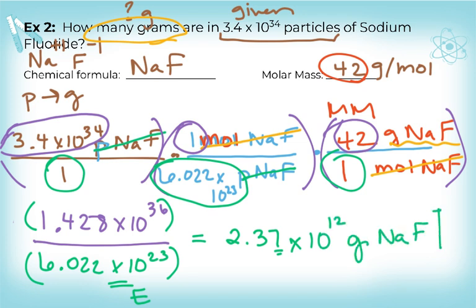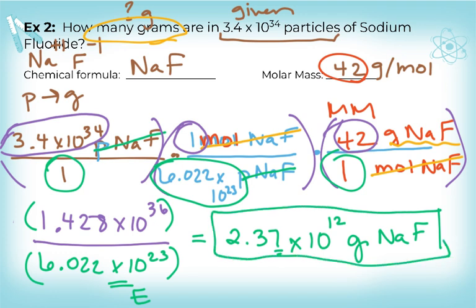fluoride. We don't often have scientific notation in our grams units, but because this was a 10 to the 34th to start, it's a huge number, and we're only dividing by 10 to the 23rd. So it makes sense that we still have an exponent for that scientific notation in our answer.